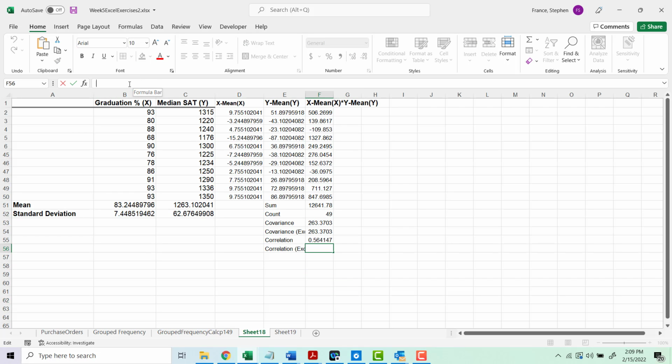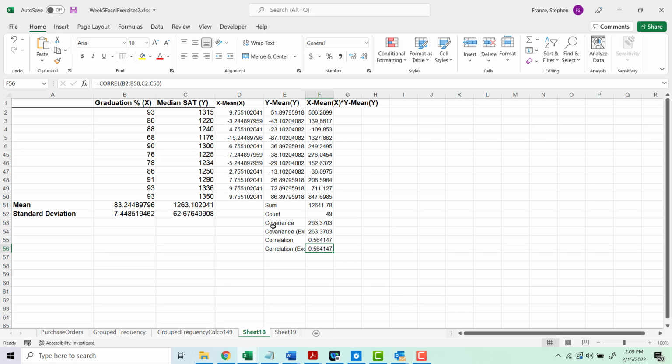Let's just do correlation in Excel. And it's going to be exactly the same as with the covariance function. But you notice now, as I said, the sample and the population are the same. So it doesn't really matter. So that is the correlation.